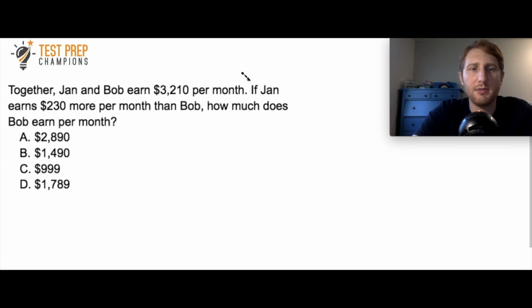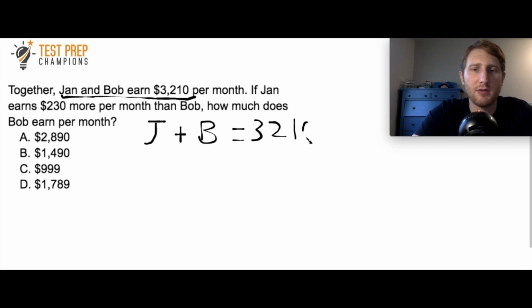The first step that I'm going to do here is take the fact that Jan and Bob earn $3,210, and turn that into an equation. I'm just going to say J for Jan and B for Bob, and we can say that J plus B equals 3,210. So this is the first equation we can write.